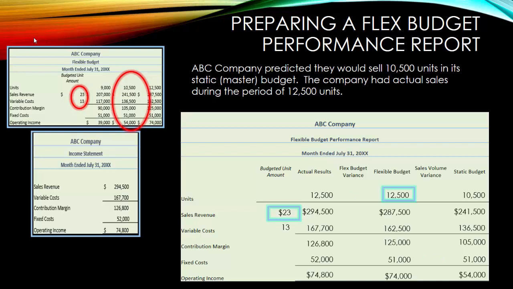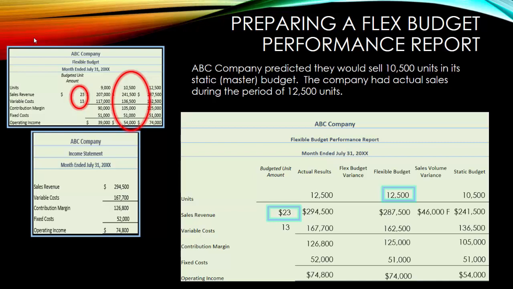So now we get to fill in the gaps. Let's start with the sales volume section. Our static budget says that we should have had sales revenue of $241,500 based upon selling 10,500 units, but we actually sold 12,500 units, which means our flex budget says our revenue should have been $287,500. That is a difference of $46,000. I just subtracted the two numbers from one another. And then you put an F next to it, and the F means favorable. Why is this variance here favorable? Because revenues, if you read right to left, are going up, and more revenues are always good for a company, so it's going to be favorable.